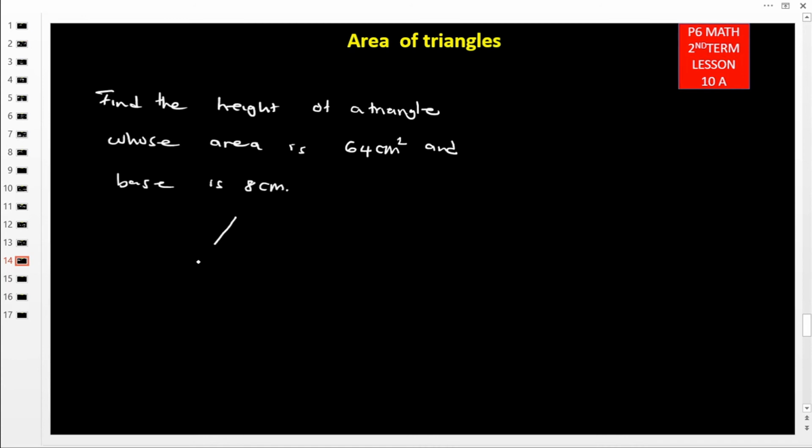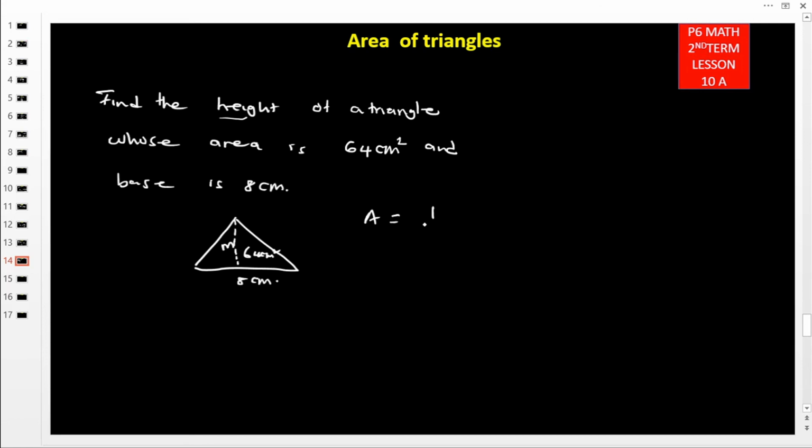Alright, so I can sketch my triangle like this one. Then it has the height, this is the height. Then its area, I can put its area there. Its area is 64 centimeters squared. Then the base is 8 centimeters, and they are telling me to find the height, which I can make to be m.